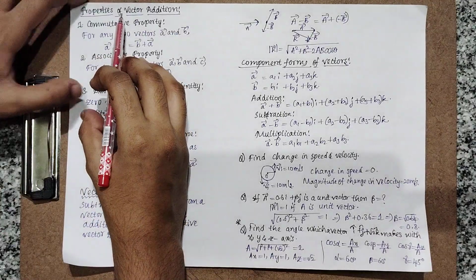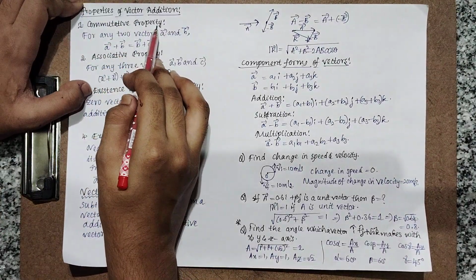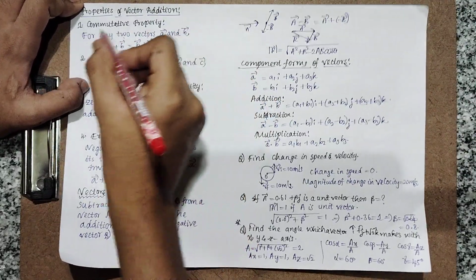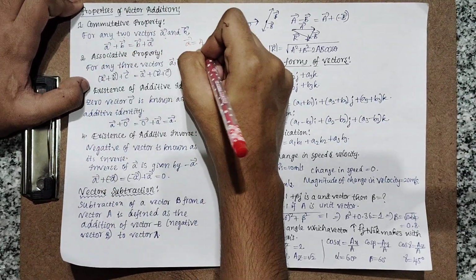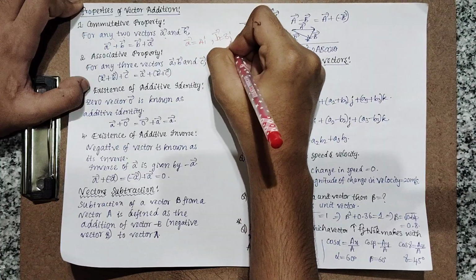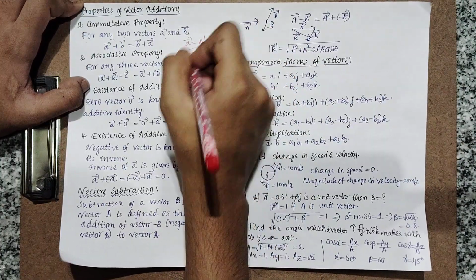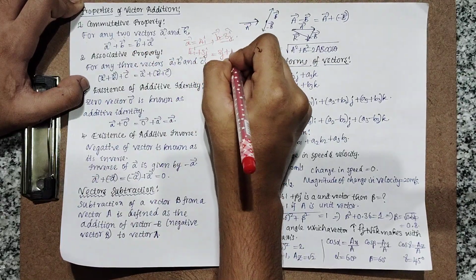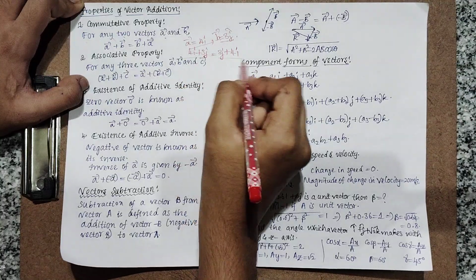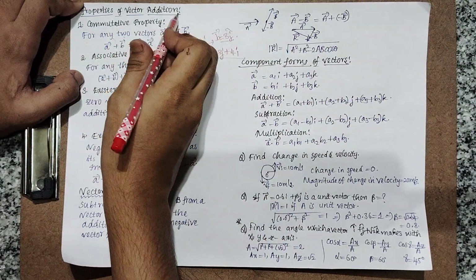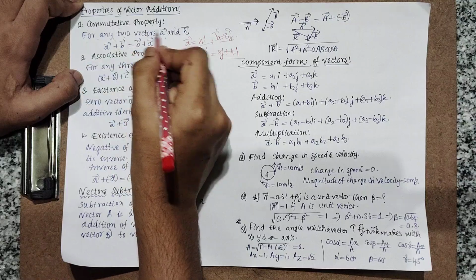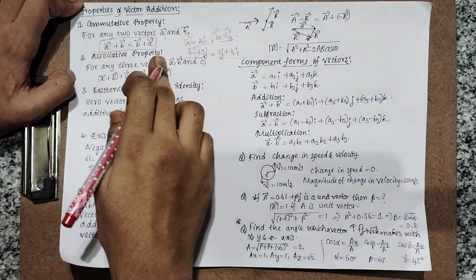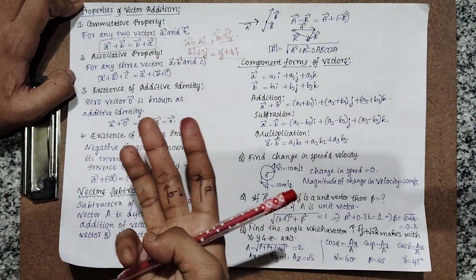See here, first property: vector addition is commutative. For example, for any two vectors A bar and B bar, let us suppose A bar is equal to 4i cap and B bar is equal to 3j cap. Now A bar plus B bar is equal to 4i cap plus 3j cap, and B bar plus A bar is equal to 3j cap plus 4i cap. Both are the same, so vector addition follows the commutative property. For any two vectors, A bar plus B bar will be equal to B bar plus A bar. And associative property is defined for three vectors.